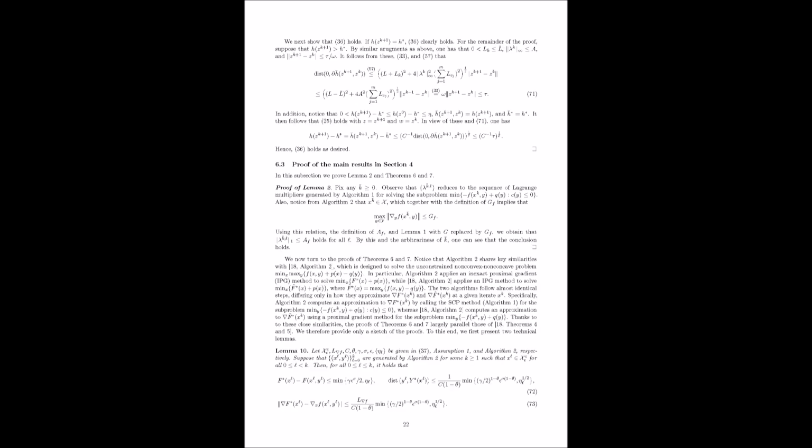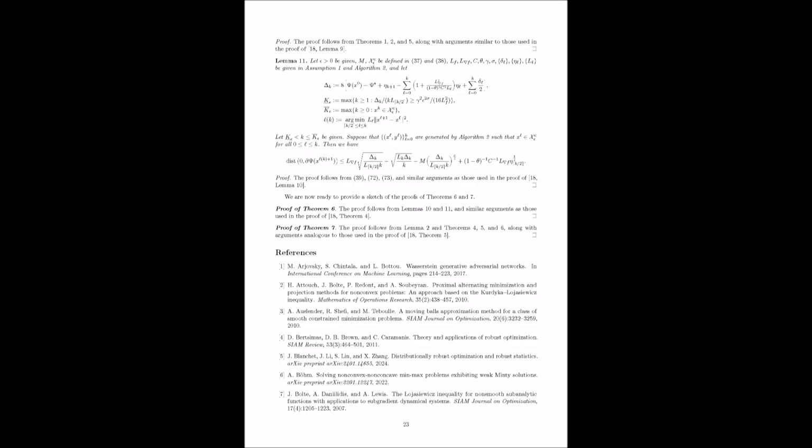Right. The termination criterion checks if a certain measure of stationarity, involving gradients, multipliers, and step size, is below a threshold, tau. Theorem 5 guarantees this condition will be met. And the number of iterations K theta needed depends strongly on the KL exponent theta. Formula 35 shows it grows like a power of 1 over tau depending on theta.